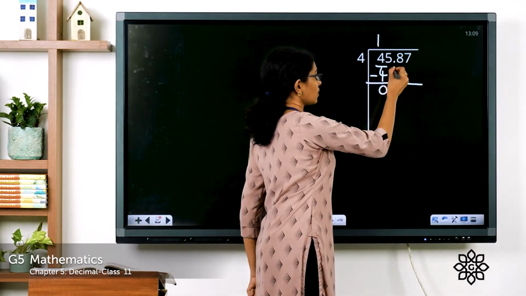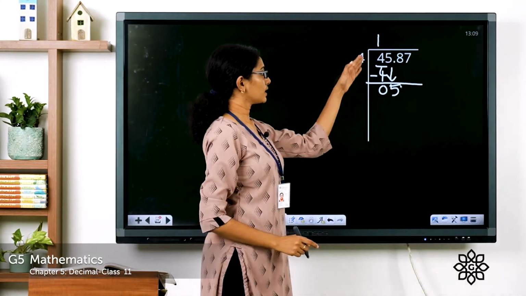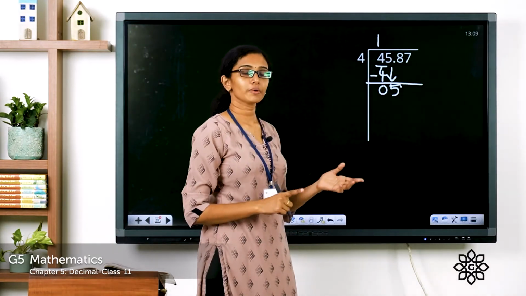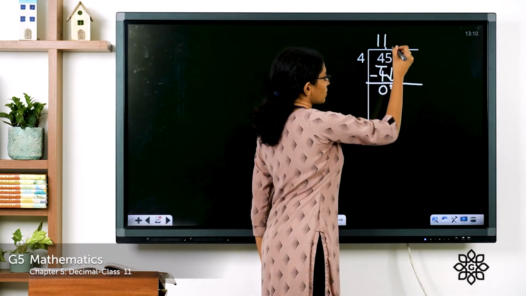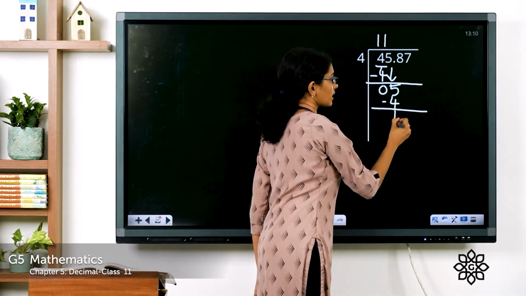Bringing the next digit down, you have 5 here now. Now, 5 divided by 4. How many 4s will go in 5? 4 1s are 4, but 4 2s are 8. So, 4 1s is enough. So, 4 1s is equal to 4. Subtracting the numbers, you get 1 here.